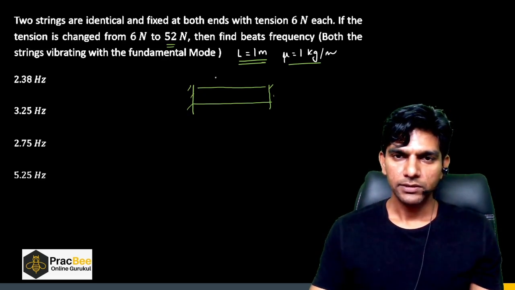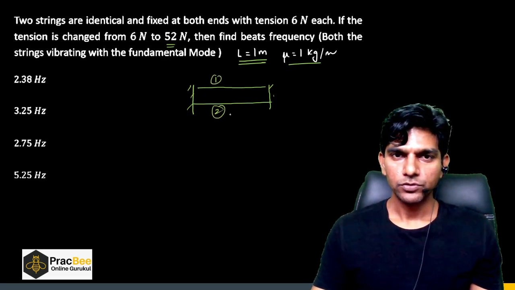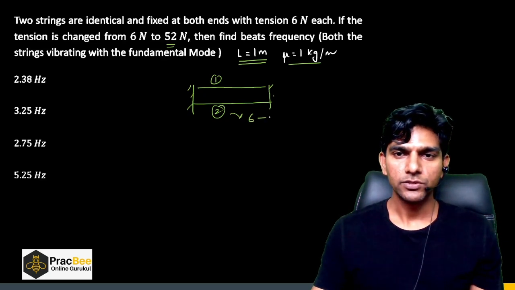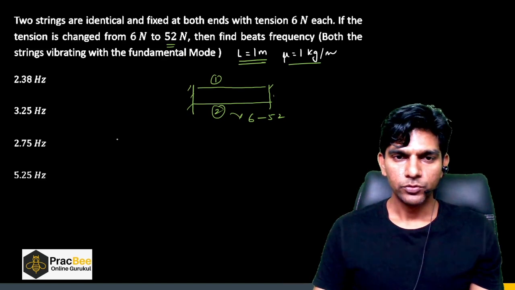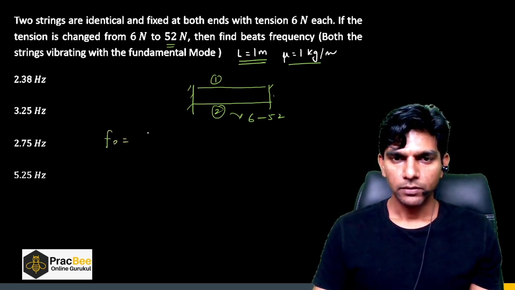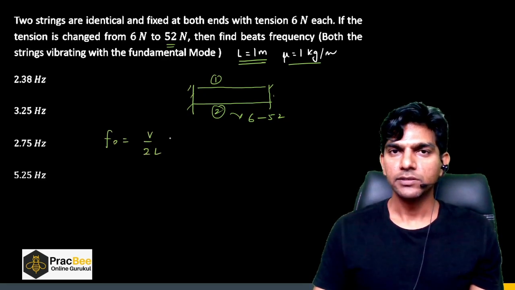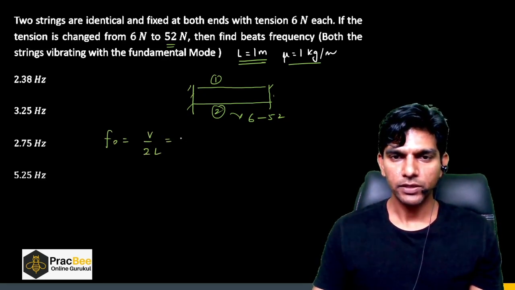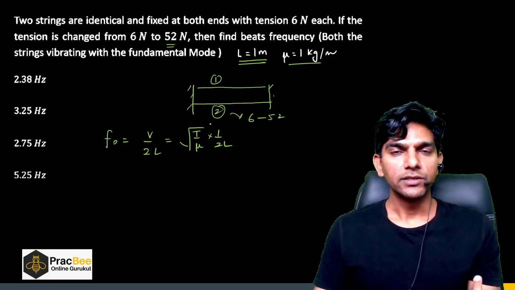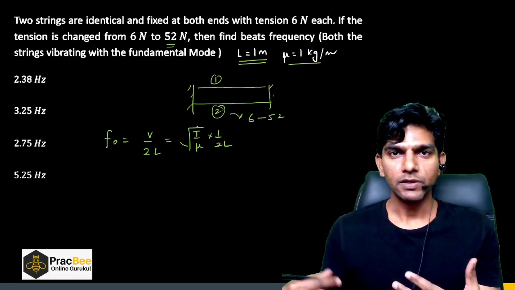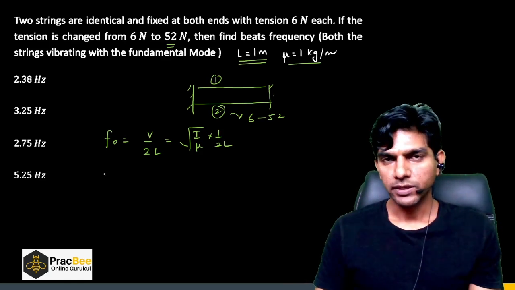Okay, let us say this is string 1, this is string 2, and for string 2 we have increased the tension from 6 to 52, and both the strings are vibrating in fundamental mode. And what is the formula for fundamental mode? It is V by 2L, where V is the speed of the transverse wave, and this V is nothing but the square root of T by mu. So 1 by 2L, that is the formula of fundamental frequency. Now, as we increase the tension, the fundamental frequency of the second string will increase, so its frequency will be more than the first string.